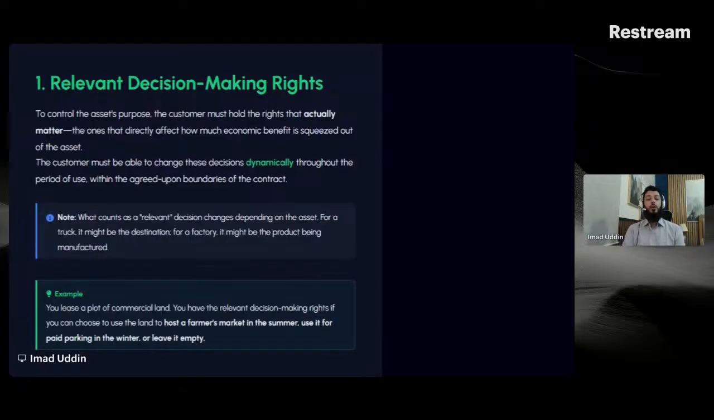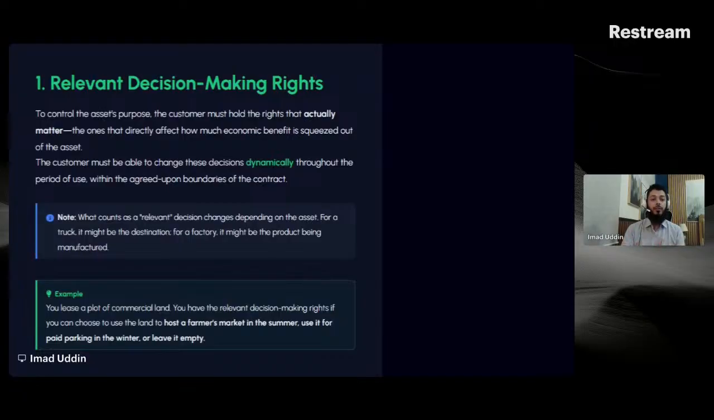So when we talk about the agreed upon boundaries of the contract, we talked about the predetermined purpose of the contract, which means it could be defined by the contract. We talked about the predetermined design of the contract. That could be predetermined by the contract, but still, the lessee could have the right to control. We could have usage restrictions as to how many hours, how many miles, and in what location it would be used. But when we are talking about these relevant decision-making rights, we're talking within that scope.